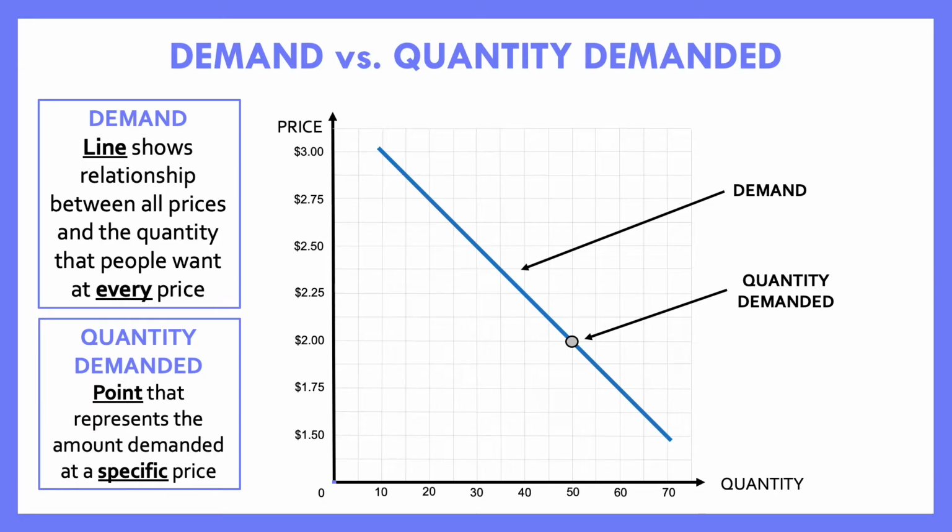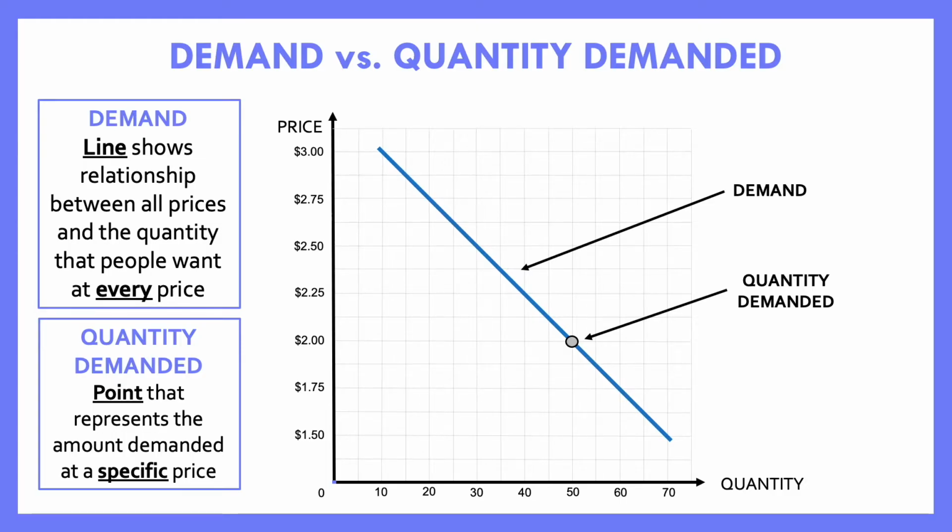At the end of the last video, we introduced this idea of demand versus quantity demanded, and said there is a huge difference between the two that you need to know. Quantity demanded is a specific point. It is a specific price, like you can see here, $2, and the specific quantity that is being demanded at that specific price.